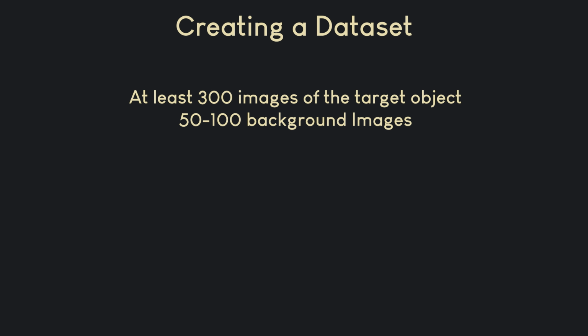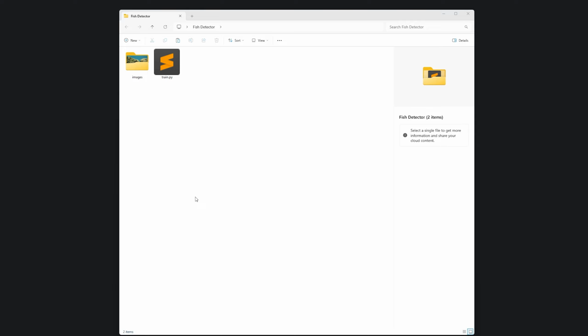If you are creating your own dataset, aim for at least a few hundred images of your target object, along with some background images. You can capture these images with a camera, you can use your phone, or even find suitable images from public sources. Once we have gathered our images, we organize them by placing them in a folder within our project directory. I created a folder called Images inside the Fish Detector project folder to keep everything structured.